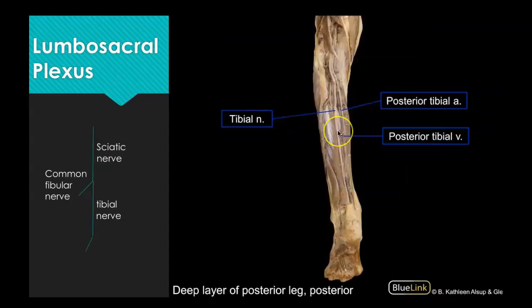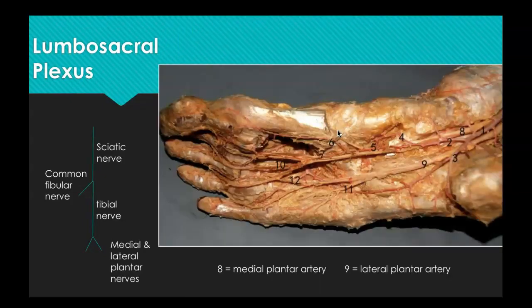From there, your tibial nerve will continue down along the leg, and once it reaches the foot, it will divide into a medial and lateral plantar nerve. So this is an inferior view of the foot. Here at the number 8, we can see the medial plantar nerve, and alongside it is the medial plantar artery. At the number 9, you can see the lateral plantar nerve, and alongside it is the lateral plantar artery.